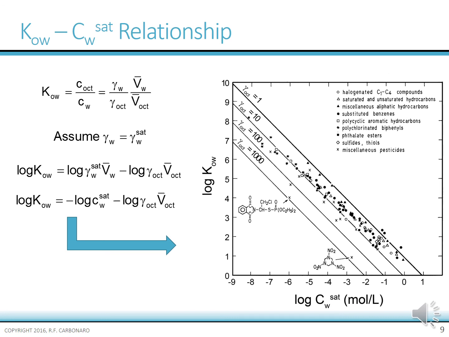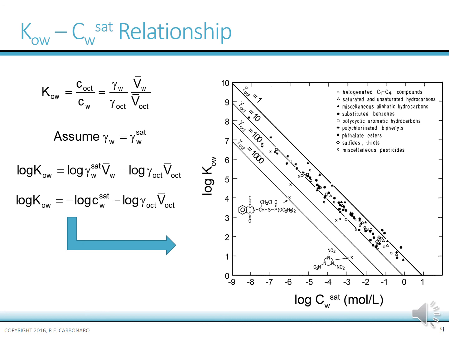And then if we simply make the substitution that the activity coefficient in water at saturation times the molar volume of water is actually equal to, by definition, CW sat, we'll make that substitution. You can see that there's a relationship between KOW and CW sat. Log KOW is equal to minus log CW sat with a correction. And that correction is minus log of the activity coefficient in octanol times the molar volume of octanol.